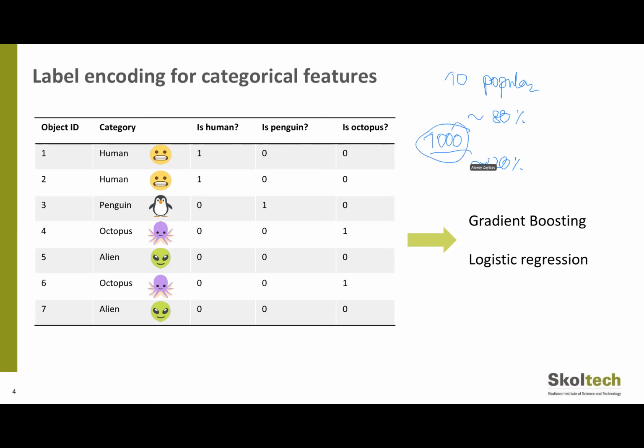So you can say, let's have 11 features: 10 features that correspond to these popular categories, and the remaining one, that means that this particular object has a category that is different from the 10 popular categories. So it's just a label saying that it is a different one. So we are doing it like this.